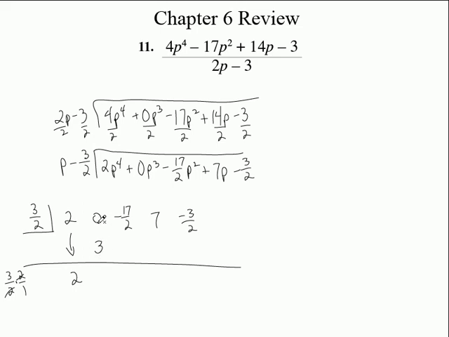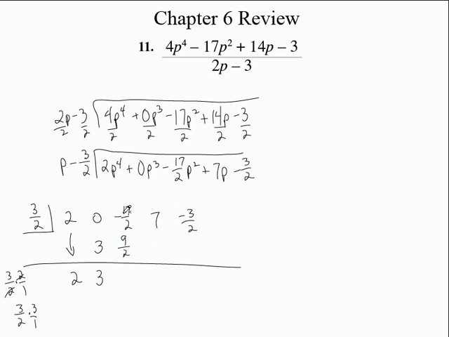Now what do you do with these columns? You add them up. 0 plus 3 is 3. Do the same routine again. 3 halves times 3. 3 halves times 3 over 1. Nothing cancels here. It's just 9 halves. And it's positive, so we put just 9 halves right here.